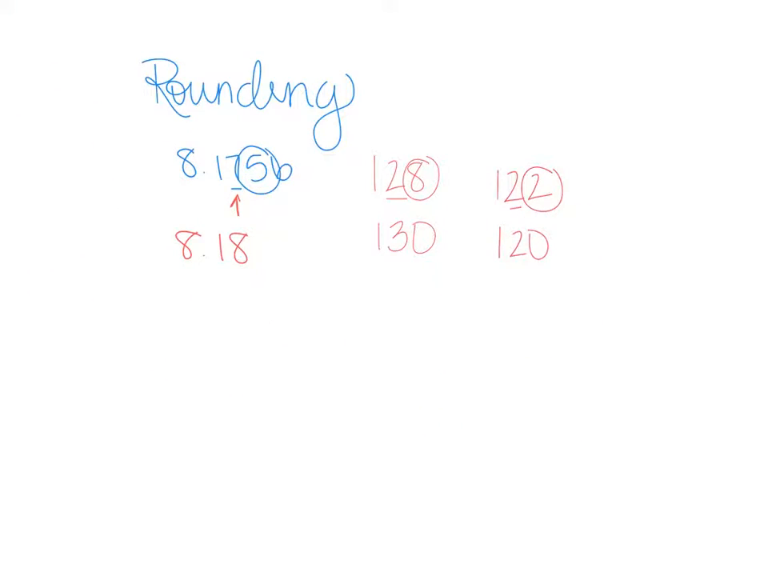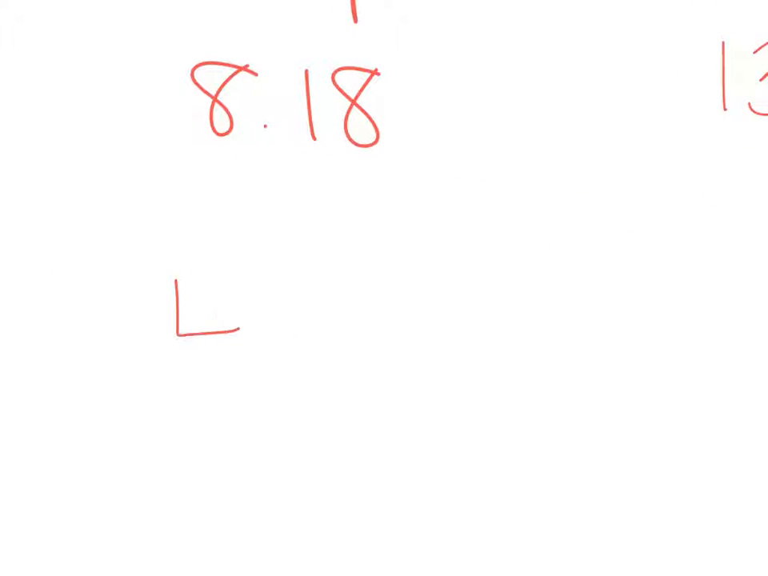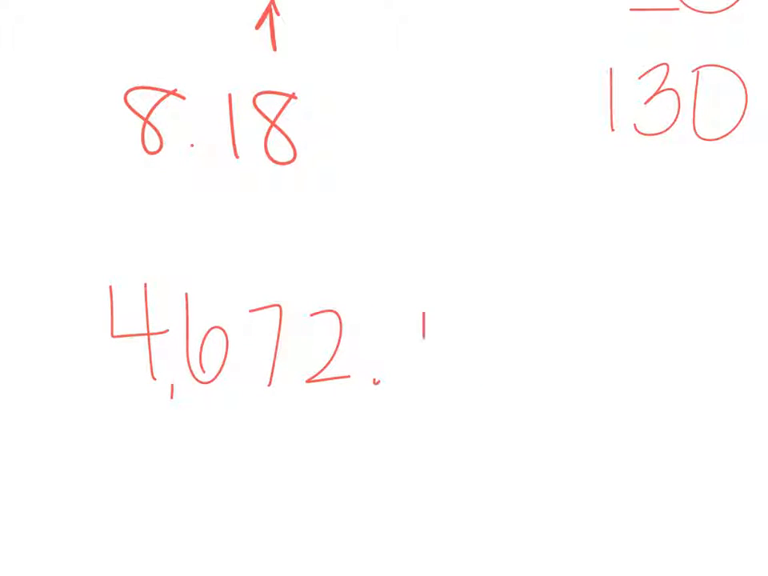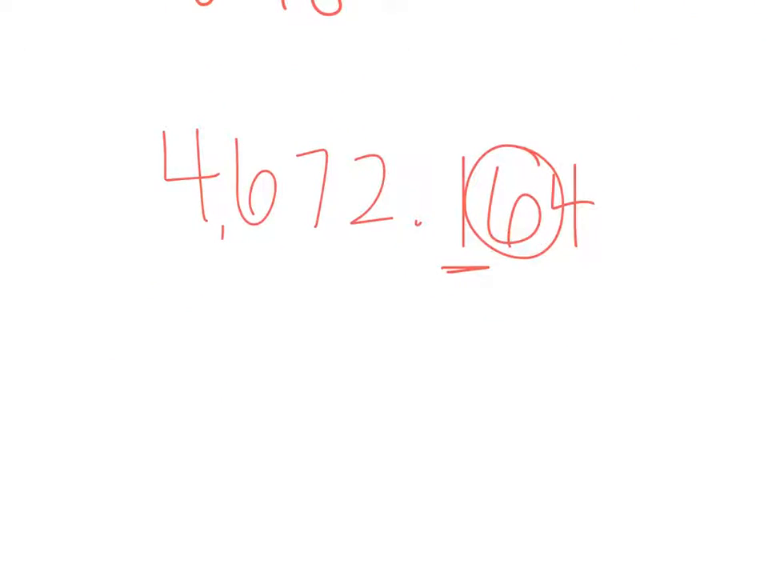So let's try one more with a decimal. Let's say I have 4,672 and 164 thousandths. Okay, I want to round to the tenths place, so I'm going to underline it, look right next door. That is 5 or more, so I'm going to add 1 more. So I'm going to have 4,672 and 2 tenths. And that is my final answer. I don't need any more zeros after that.